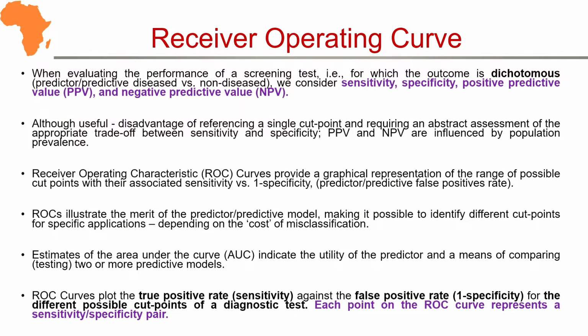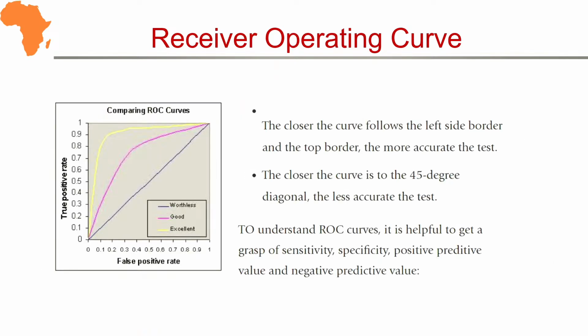Each point of the ROC represents a sensitivity-specificity pair. So it looks like this. Any errors are mine. This was late night work.